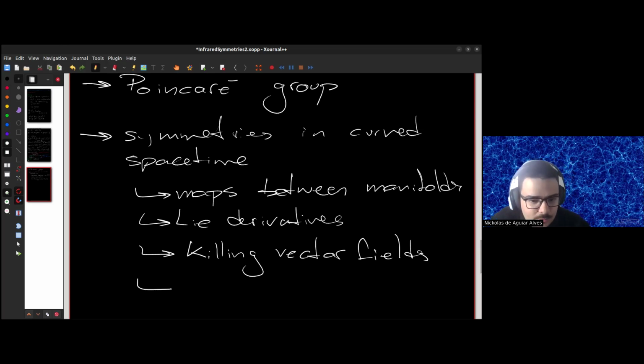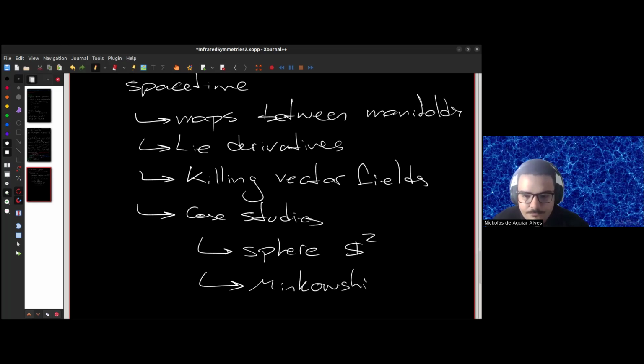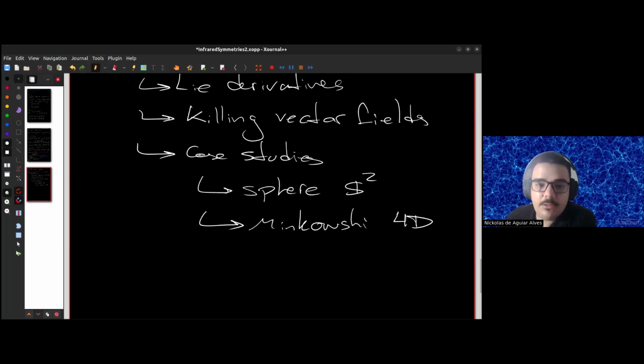And then, if time allows, we're going to go to 2 case studies, which will be symmetries in the 2-sphere, the 2-dimensional sphere, and in Minkowski spacetime in 4 dimensions. I'm not fully sure if I will go through all of the details in these discussions. I may skip a few details to go a little bit faster.